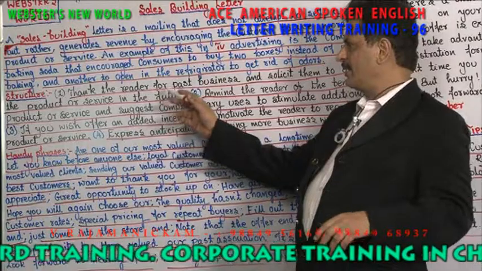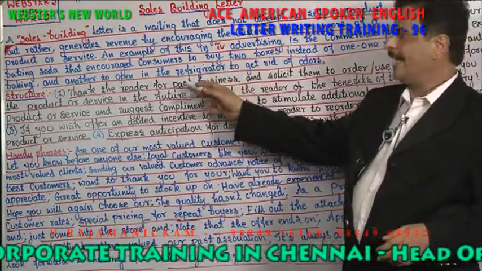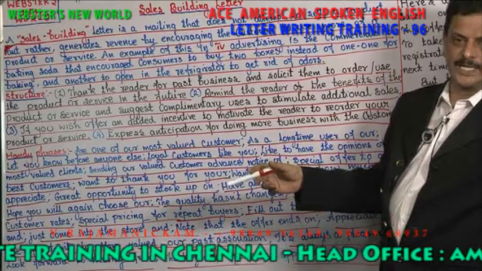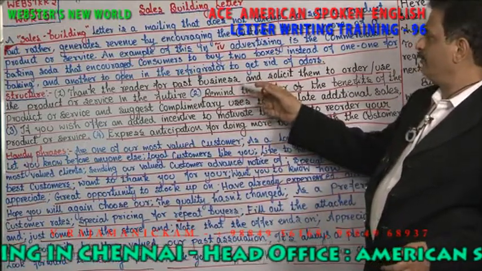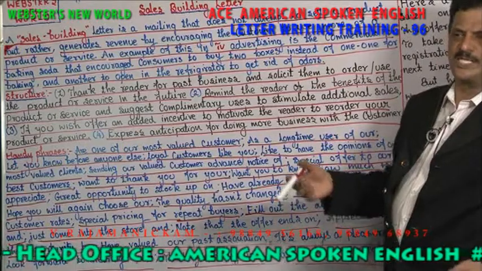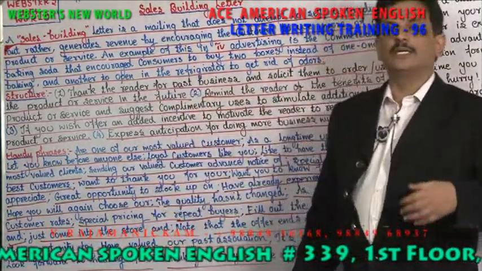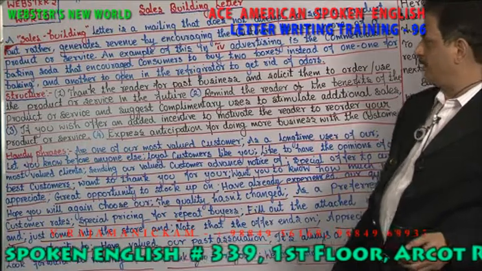So, thank the reader for past business. The structure of the letter should be: first, you have to thank the reader. Reader means what? The consumer. Thank them for past business and solicit them to order. Solicit means request them to order. Use the product or service in the future. In the future, you ask them to use your product.